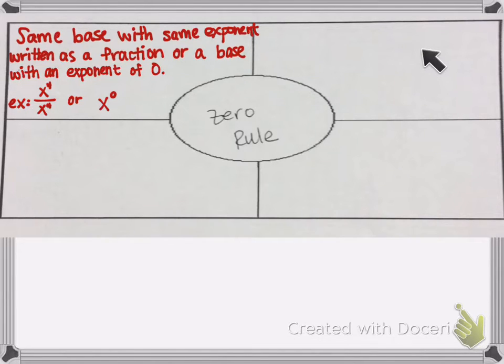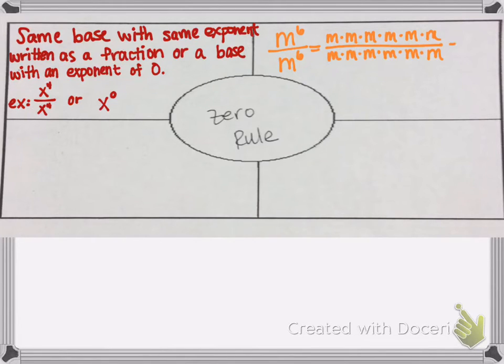Hop to the right now. We're going to do our expansion over in this box. The problem that we're going to expand is m to the 6th over m to the 6th. So what I write out is 6 m's being multiplied on the top and 6 m's being multiplied on the bottom. Now, what you're going to notice is you can make 1's out of all of those m's that are on top of each other. So you're going to see me do that here: 1, 1, 1, 1, 1, 1.